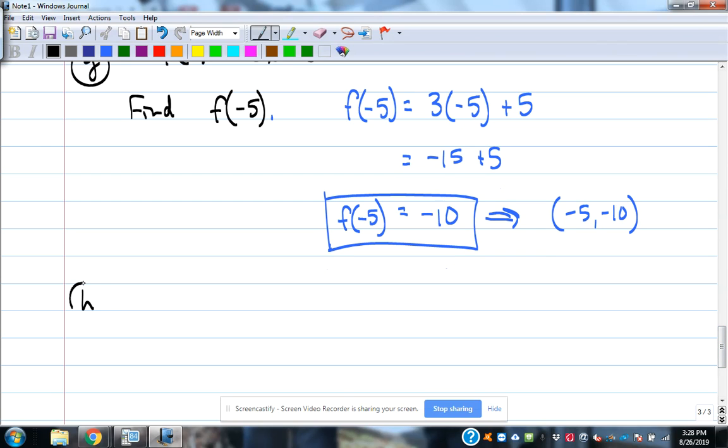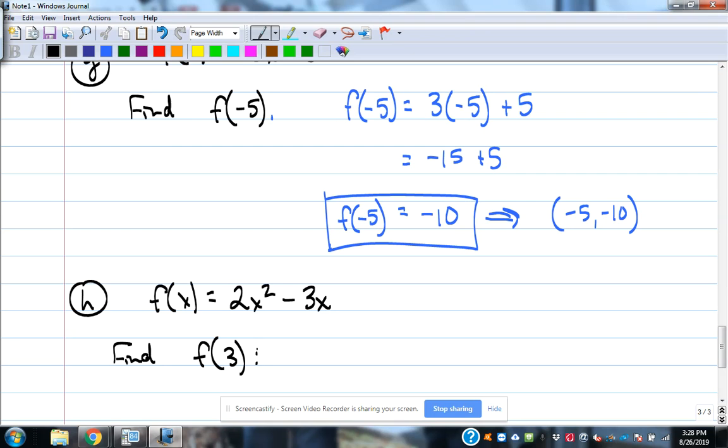So example, F of X. Here's our problem. F of X equals 2X squared minus 3X. And we want to find F of, let's do 3. Find F of 3. Plugging in the number. Function looks a little bit different. It's in function notation, so that tells us it's already a function. We don't have to test whether it is or not. It's already that way. So we don't have to do anything to prove it. So I'm going to take 3 and put it in the place of X.